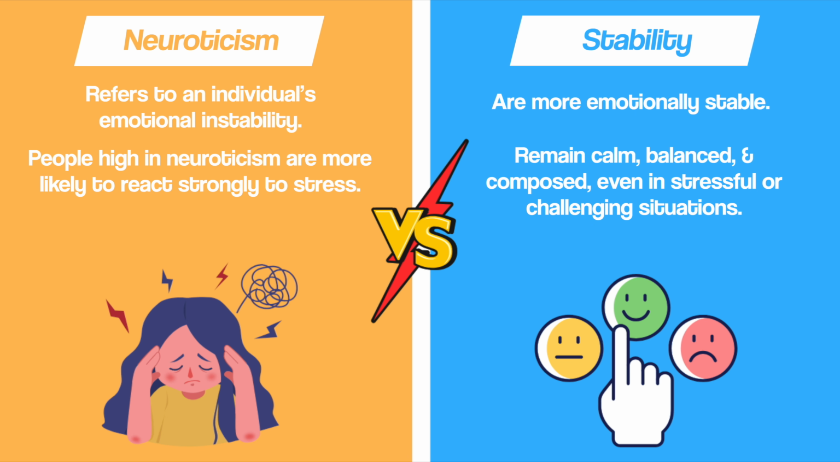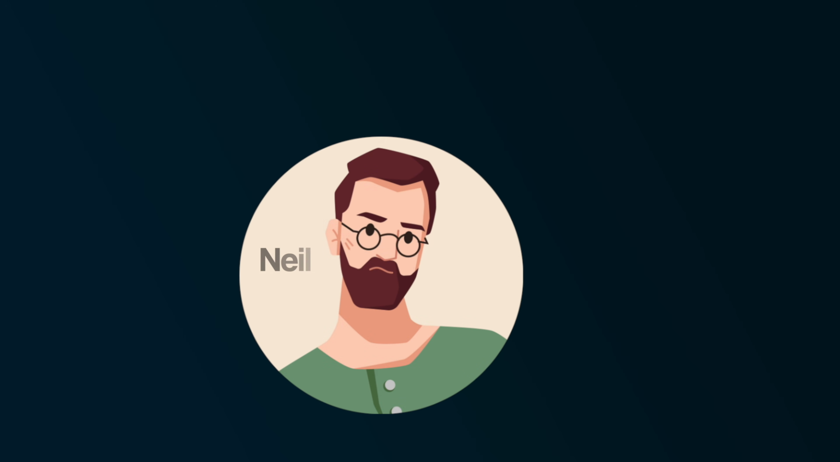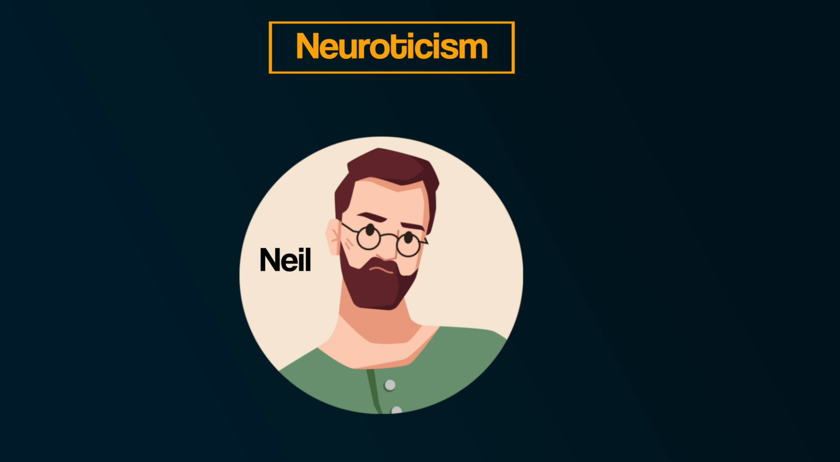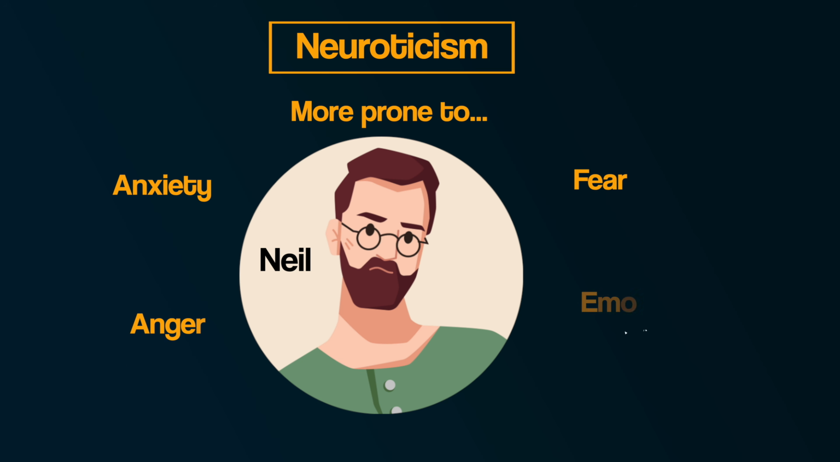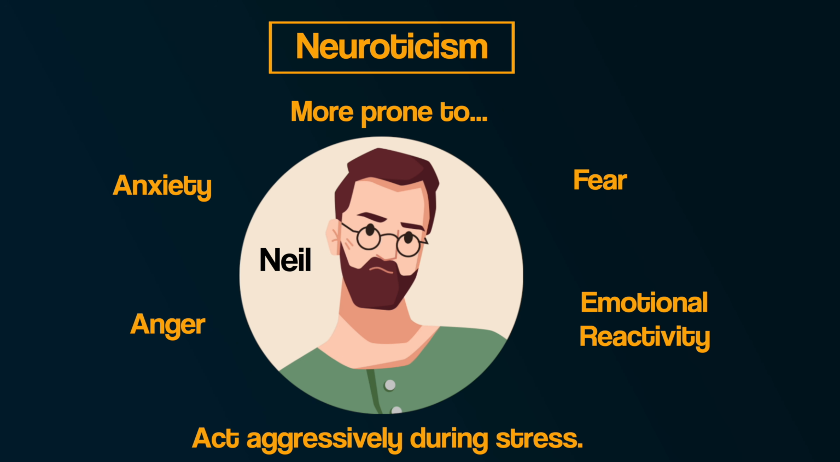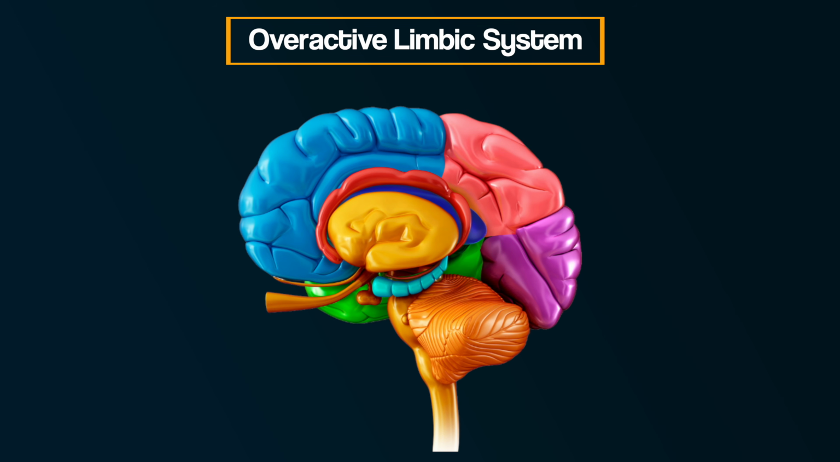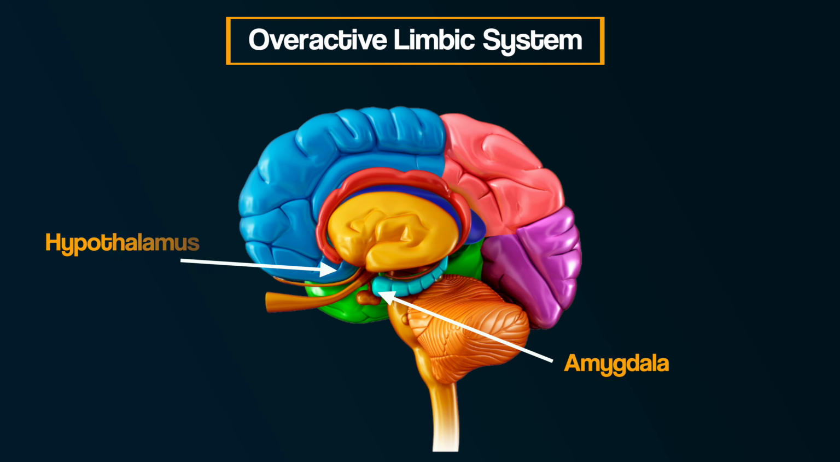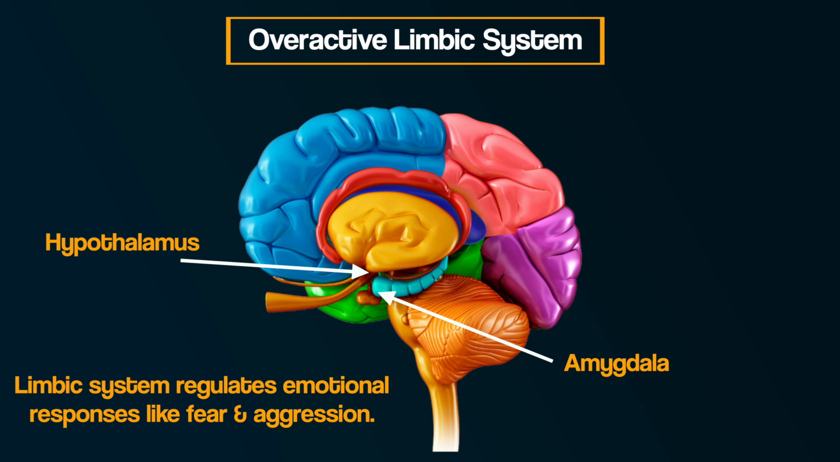People high in neuroticism are more likely to react strongly to stress. So meet Neil. Neil is high in neuroticism, which means he's more prone to anxiety, fear, anger, and emotional reactivity. In a criminal context, Neil may act out aggressively when faced with stressful situations. This emotional reactivity is thought to be connected to an overactive limbic system in the brain. It involves areas such as the amygdala and hypothalamus, which regulate emotional responses like fear and aggression.